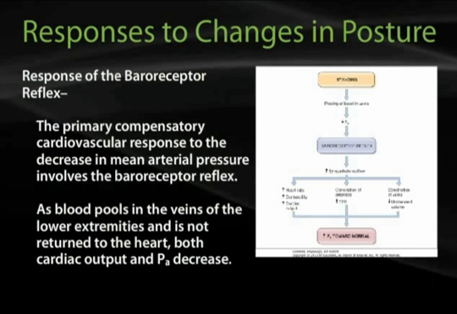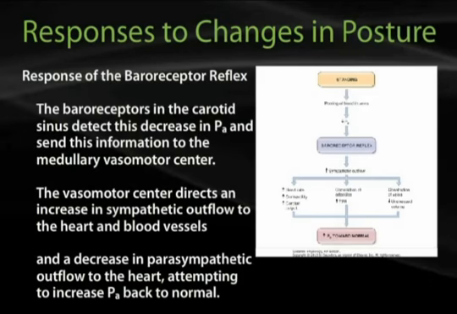The primary compensatory cardiovascular response to the decrease in mean arterial pressure involves the baroreceptor reflex. As the blood pools in the veins of the lower extremities and is not returned to the heart, both the cardiac output and the mean arterial pressure decrease. The baroreceptors in the carotid sinus detect this decrease in mean arterial pressure and send this information to the medullary vasomotor center. The vasomotor center directs an increase in sympathetic outflow to the heart and the blood vessels, and a decrease in parasympathetic outflow to the heart, attempting to increase the mean arterial pressure back to normal.